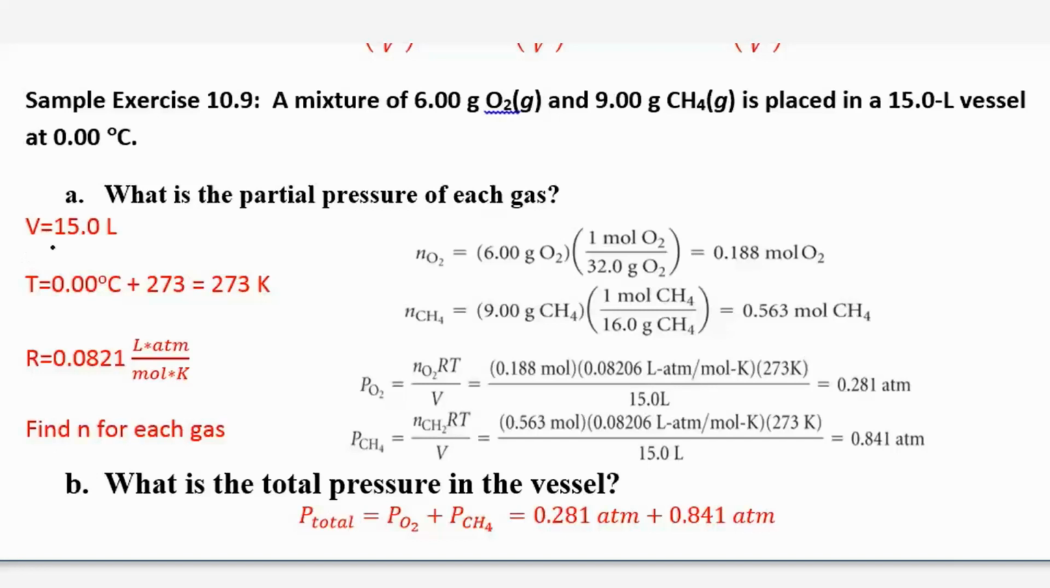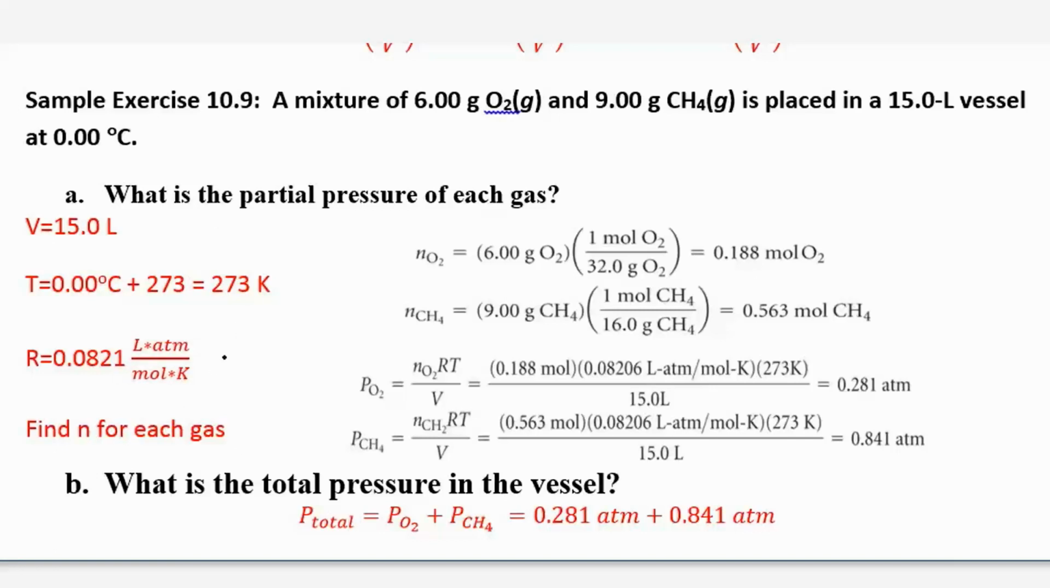What else do they give me here? The volume. Volume is 15 liters. Temperature is 0 degrees Celsius, so I'm going to add 273 to that, so I get 273 as my Kelvin. R is 0.0821. You always have R, I'm going to give you R. Just make sure you have everything else in the right units.